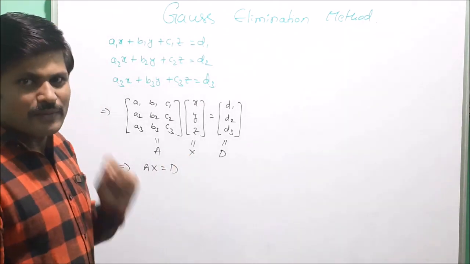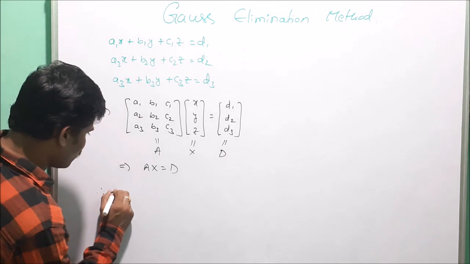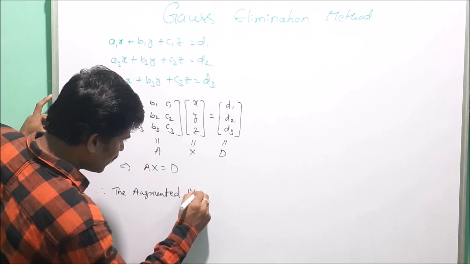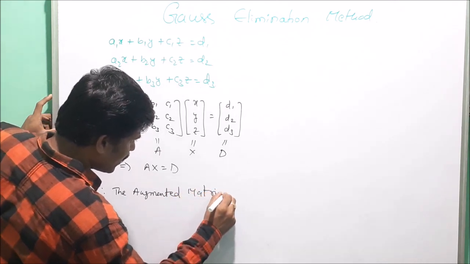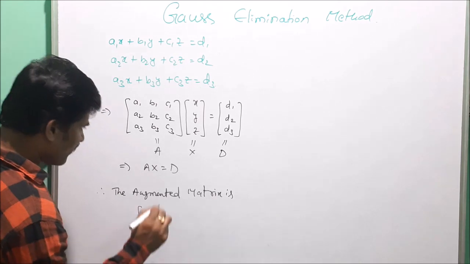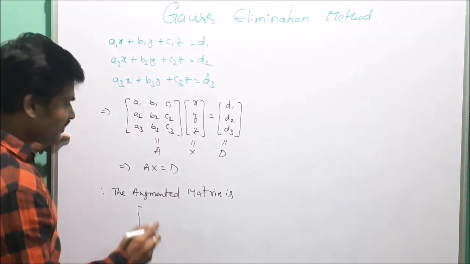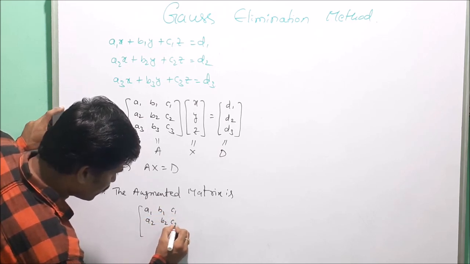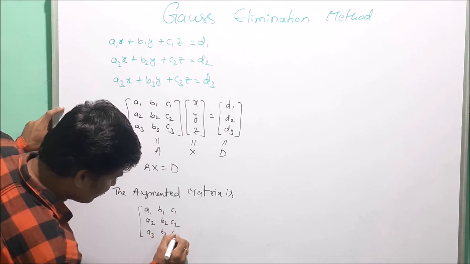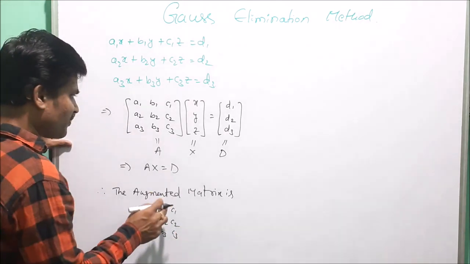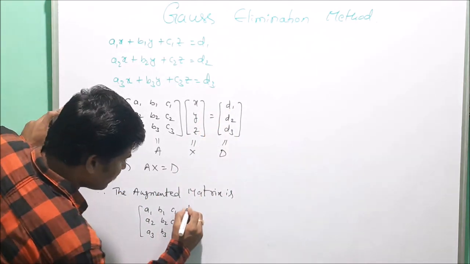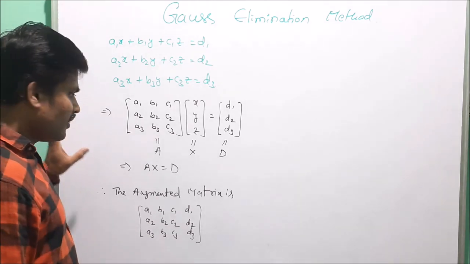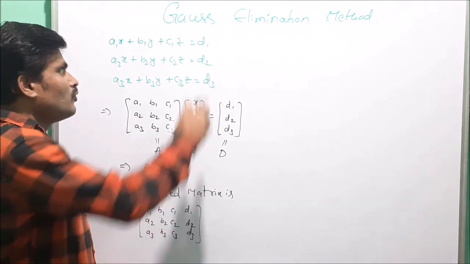Now first we write the augmented matrix of the system. In this augmented matrix, first we write the coefficient matrix, that is a1, b1, c1, a2, b2, c2, a3, b3, c3. And beside this coefficient matrix we write the constant matrix, that is d1, d2, d3. So this is the augmented matrix.